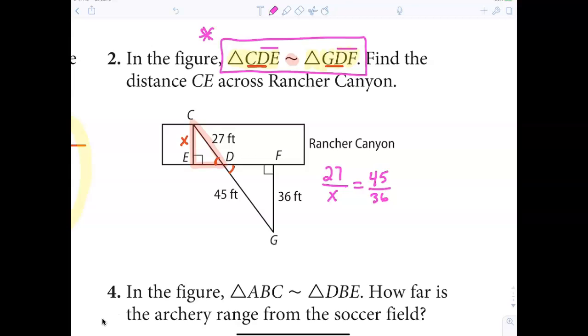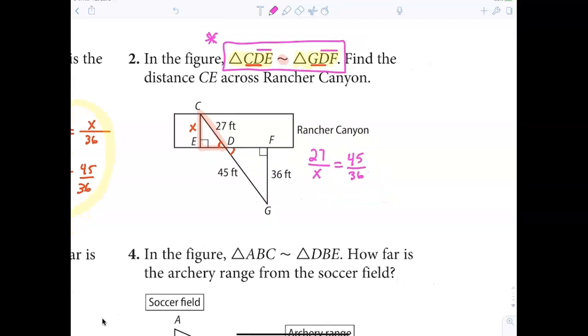Cross, multiply, divide. Somebody tell me. Does anybody agree with him? Yes. All right. 21.6, and of course we have to put the unit. 21.6 feet. Everybody happy with that? That's not bad, right?